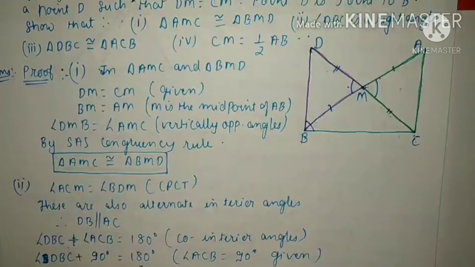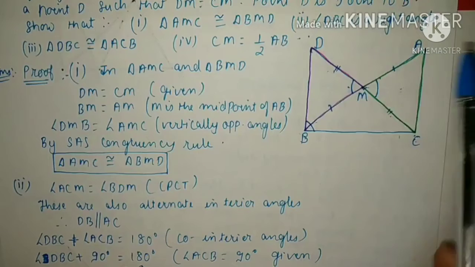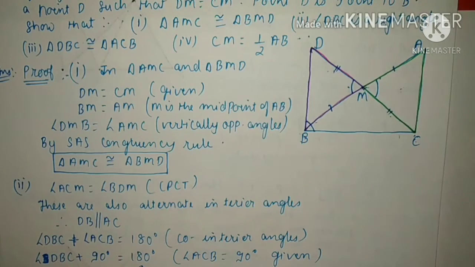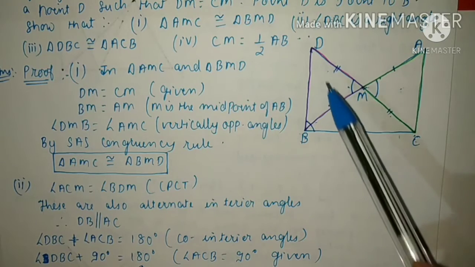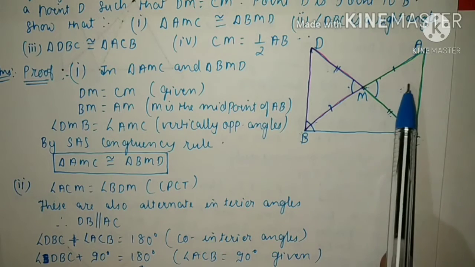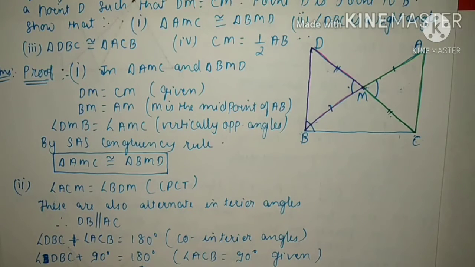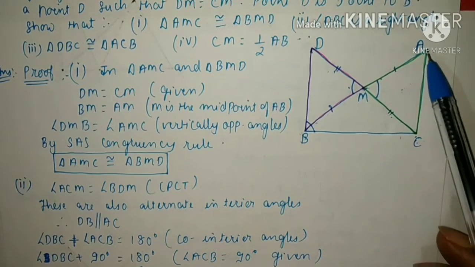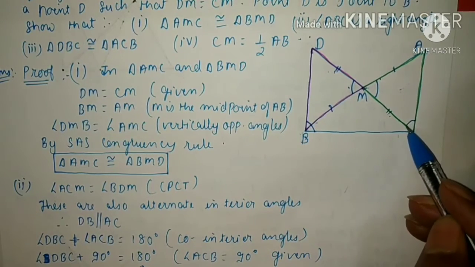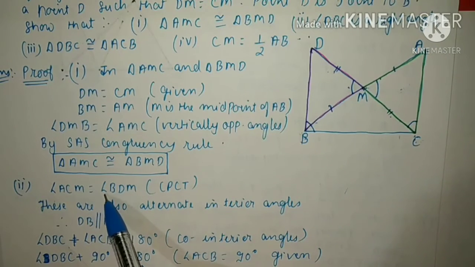Mark it. Now let's start the second part of our proof. The second part is angle DBC is a right angle. So DBC, this angle, we have to prove as a right angle. So first of all, these two triangles are congruent. So if they are congruent, then angle ACM will be equal to angle BDM.